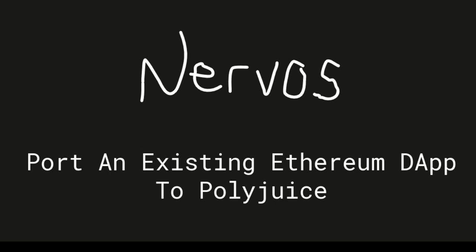So today I'm going to explain how you can port your existing decentralized application which works on the Ethereum network to the Nervos Polyjuice network.